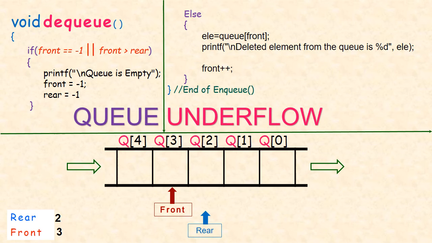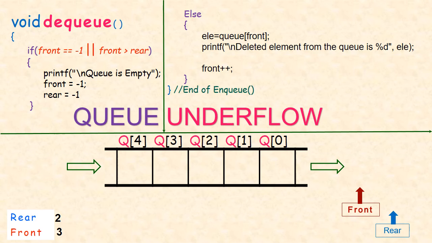And this particular condition is called underflow. What does it mean? When we attempt to delete an element from the queue when the queue is empty, that condition is called queue underflow. When queue underflow happens, you have to reset the front and rear to -1. This is the DQ operation.